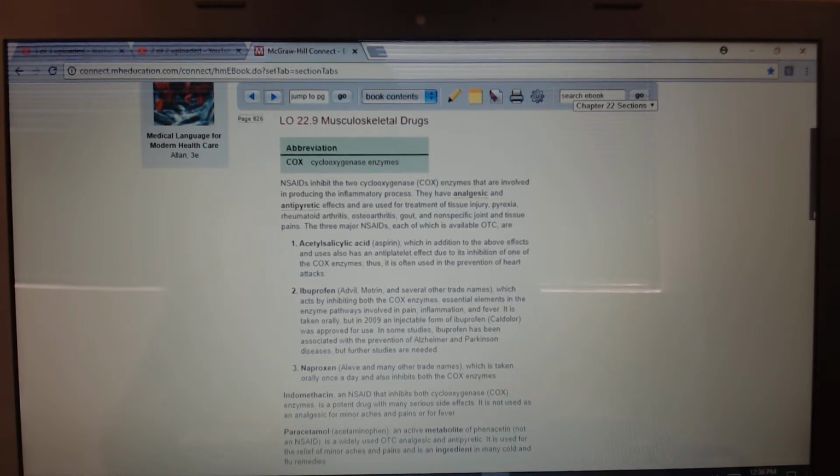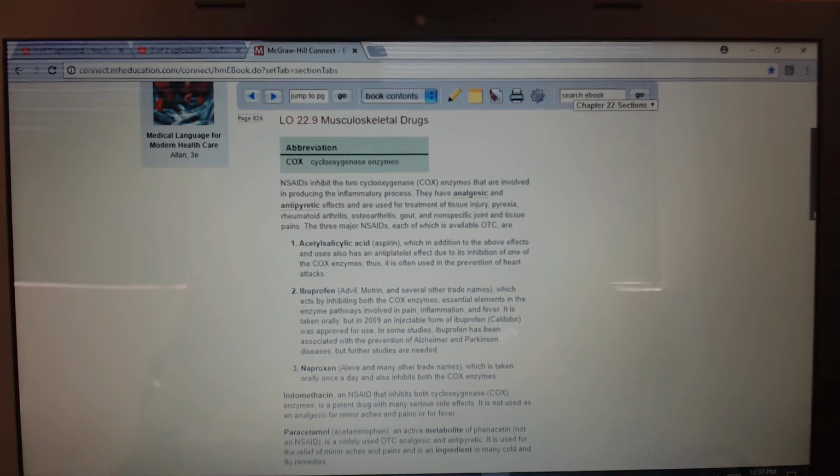Ibuprofen, Advil, Motrin, and several other trade names, acts by inhibiting both the COX enzymes, essential elements in the enzyme pathways involved in pain, inflammation, and fever. It's taken orally, but in 2009, an injectable form of ibuprofen, Caldolor, was approved for use. In some studies, ibuprofen has been associated with the prevention of Alzheimer's and Parkinson's disease, but further studies are needed. Naproxen, Aleve, and many other trade names, which is taken orally once a day, also inhibits both COX enzymes.